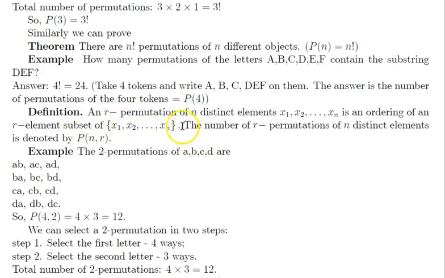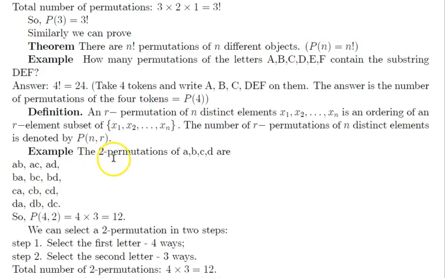Definition: an r-permutation of n distinct elements, x1 up to xn, is an ordering of an r-element subset of this set of n elements. The number of r-permutations of n distinct elements is denoted by P(n,r). So if r is equal to n, P(n,n) is equal just to P of n, which is n factorial.